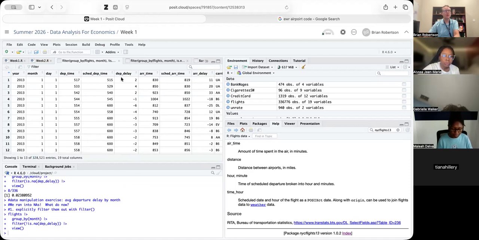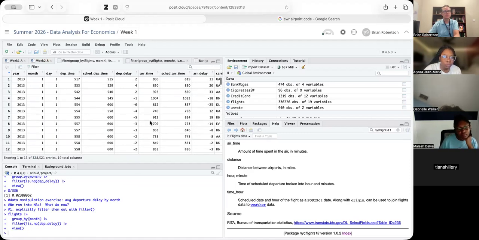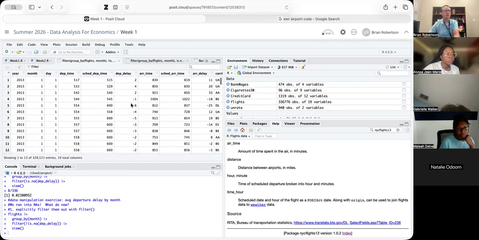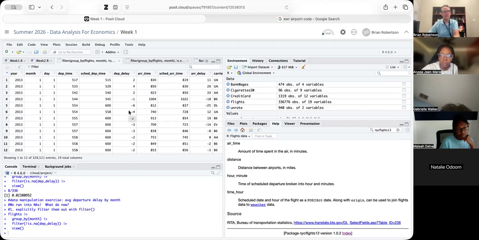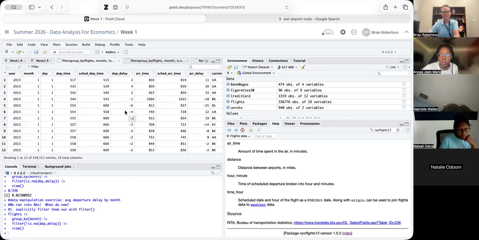What do you notice about these departure delay values? There are numbers. They're numbers. That's right, yep, they're numbers, which is good. We want them to be numbers. What do you see about the values that are in here? Negatives. We get some negatives, right? Is a negative a delay? I've never heard of a negative. Yeah, exactly. I don't really know what a negative means.